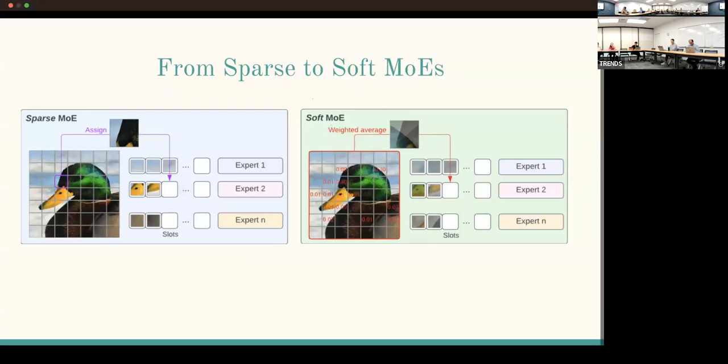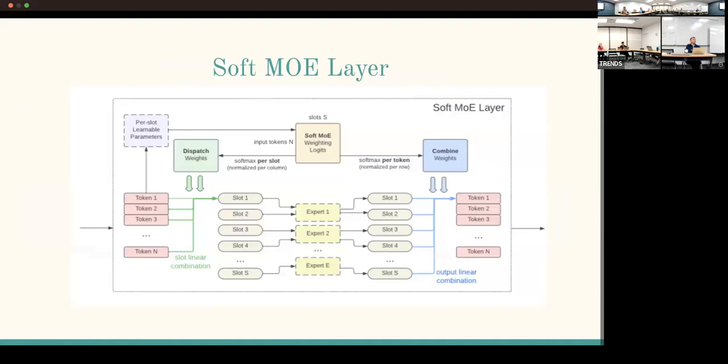They're hoping that for one of the experts, they would learn to have a meaningful weighted average of a certain area of the image, and the expert would try to focus on that. That alleviates the problem of token dropping, where you'd have limited expert capacity, and some of the tokens would be dropped. Here, that would never happen, because all of the experts would always have all of the tokens, a combination of all of the tokens. So this is the soft MoE architecture, and an overview of it.